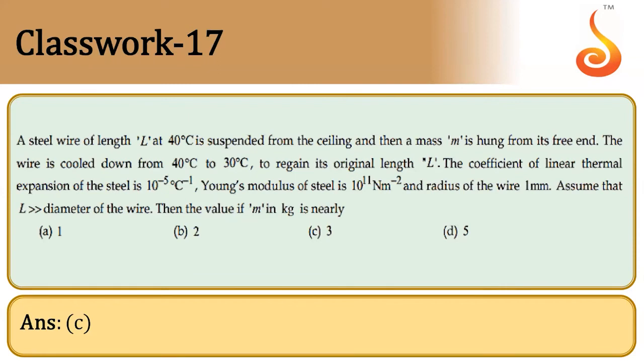This, you see, a steel wire of length L at 40 degrees centigrade is suspended from the ceiling, and then a mass M is hung from its free end. The wire is cooled down from 40 to 30 degrees centigrade to regain its original length L. The coefficient of linear expansion of the material is given, alpha. Young's modulus of the steel is given, and radius of the wire is 1 millimeter. From that, you can calculate area of cross section, that is pi r square. Assume that L is greater than diameter of the wire. Then value of M in kg is, okay, it is something like this, children.